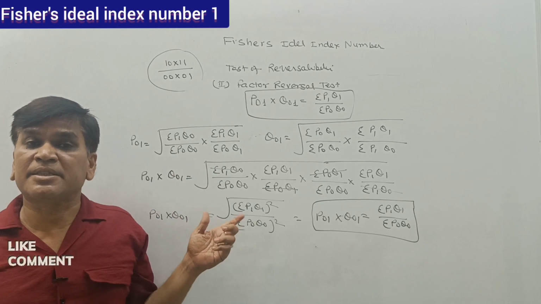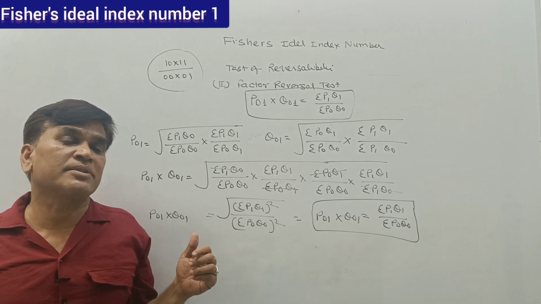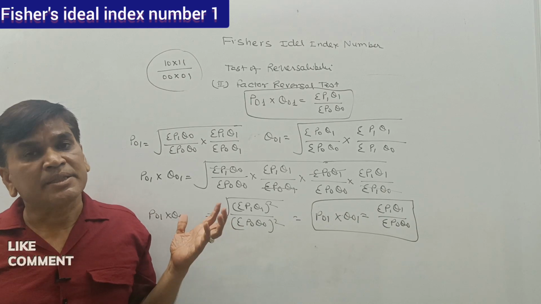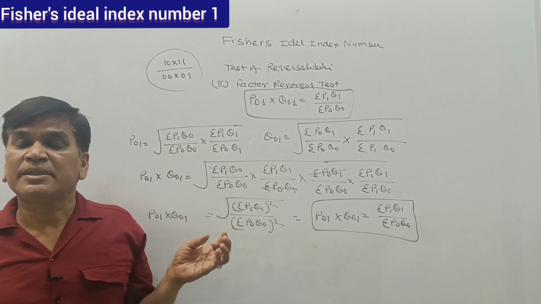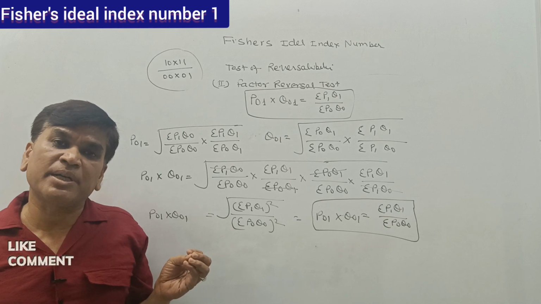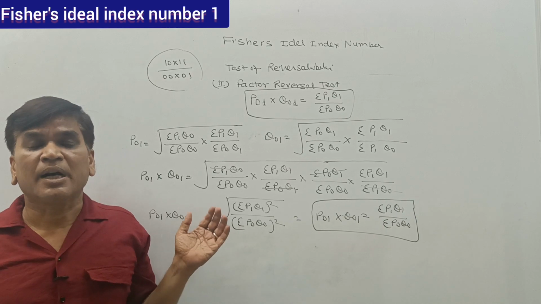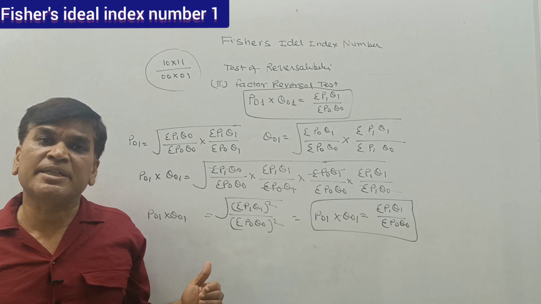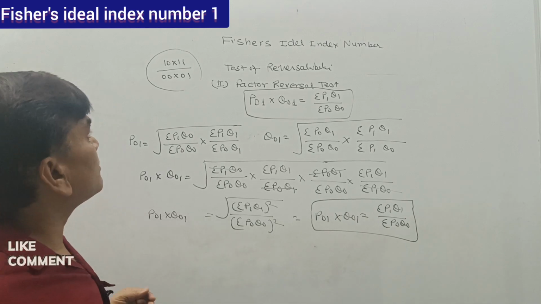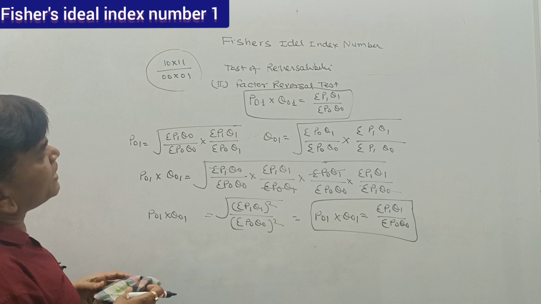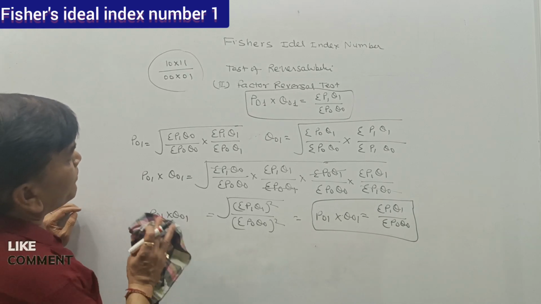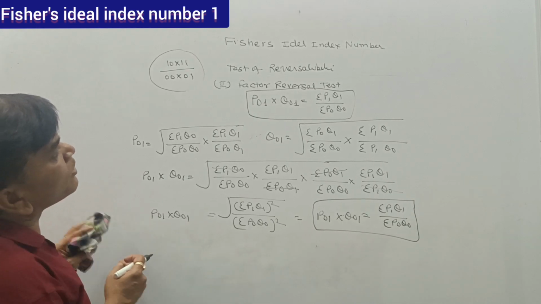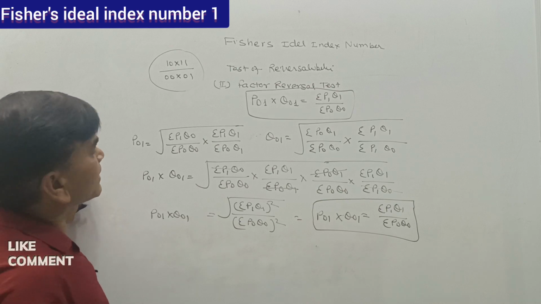These tests are the time reversal test or the factor reversal test. That's why we will say that Fisher's index number is the ideal index number. Other index numbers do not satisfy these tests. Now one more test we have to discuss. We have discussed two tests already, the factor reversal test and the time reversal test.